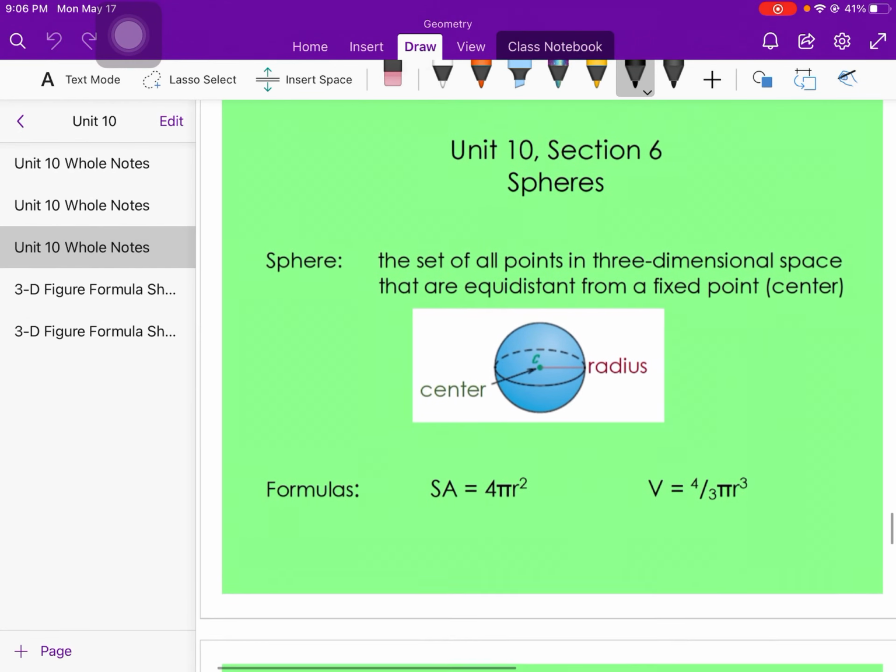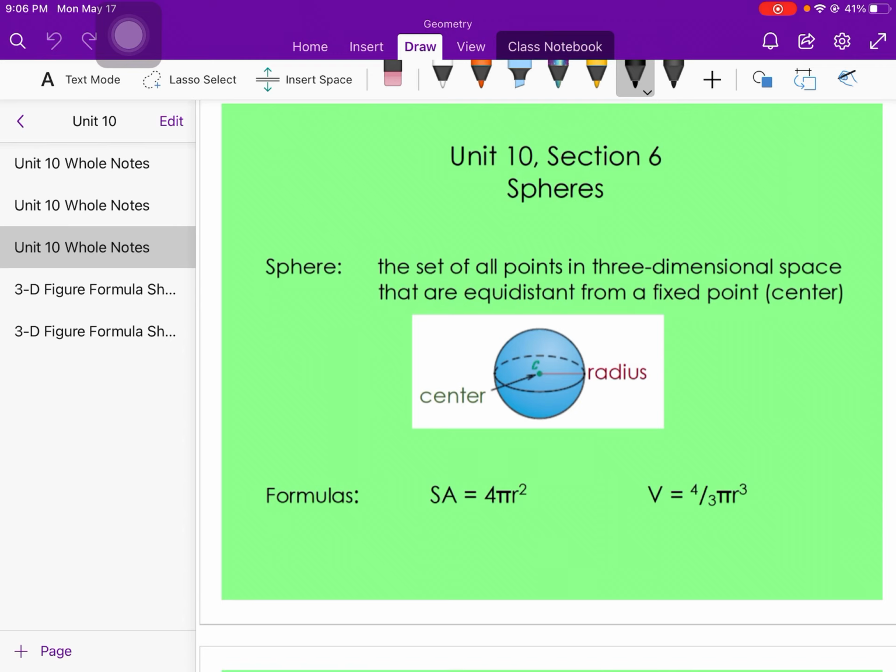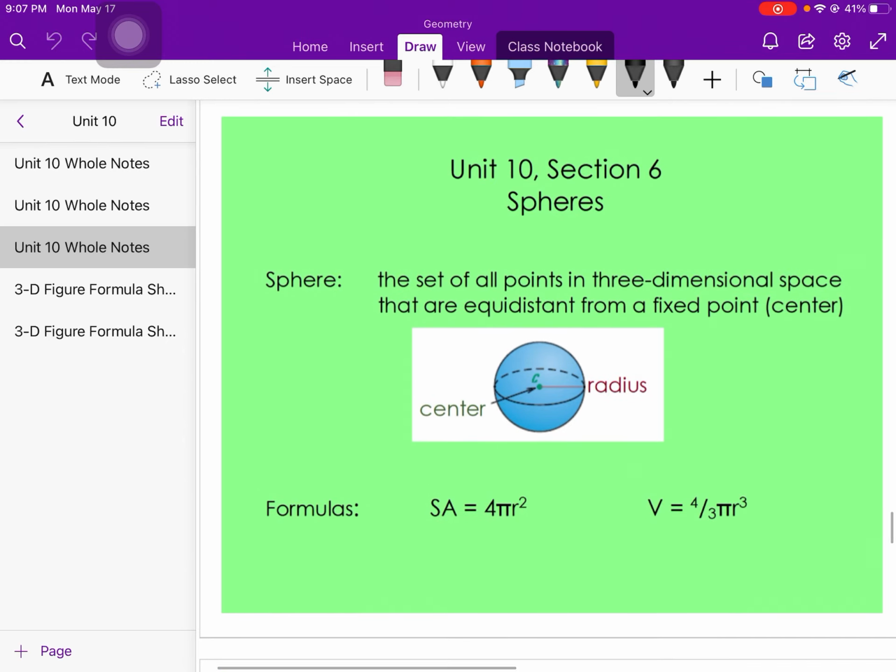Hey guys, welcome to Unit 10, Section 6, Spheres. Now, this is the last section of new formulas, which is super nice. The sphere is kind of its own three-dimensional shape in terms of the formulas. A little bit different than a lot of the other formulas that we've worked with in the past. You're going to see some similarities, but the sphere is kind of the oddball of the group.